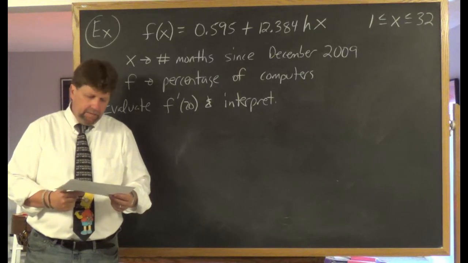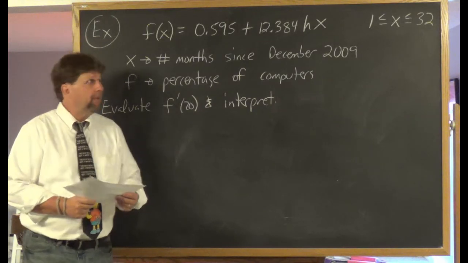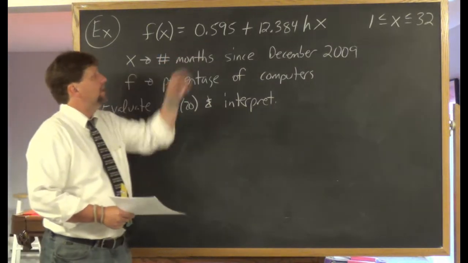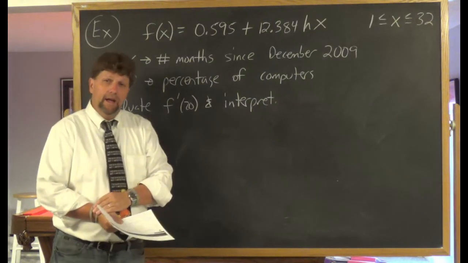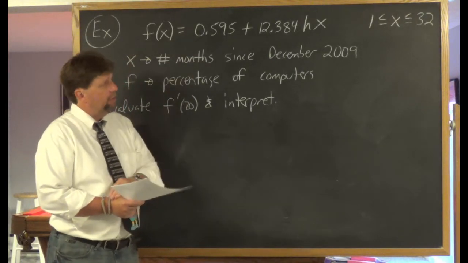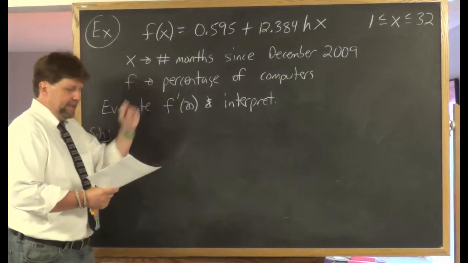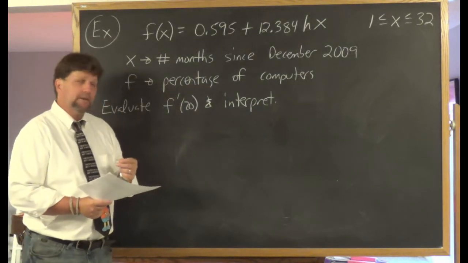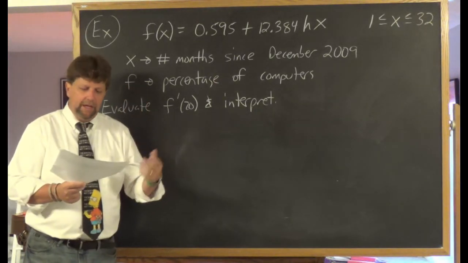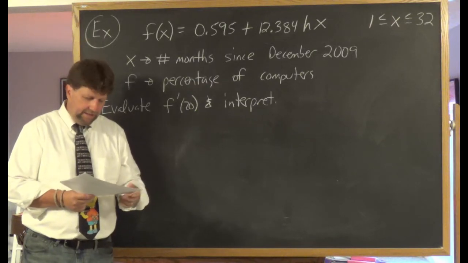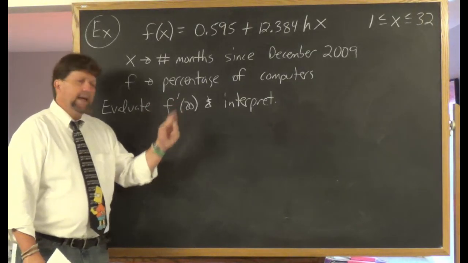The example was the percentage of computers using Microsoft Windows 7 can be modeled by the function f of x equals 0.595 plus 12.384 ln x, and the domain for it is x between 1 and 32. X represents the number of months since December 2009, and the function itself represents the percentage of computers that would be using Microsoft Windows 7. So in the example, you're asked to evaluate f prime of 20 and interpret.